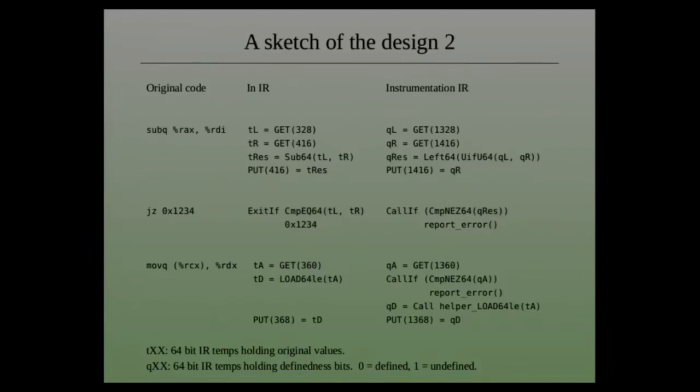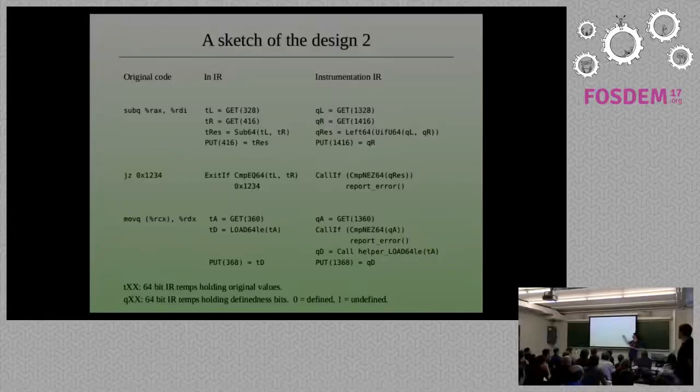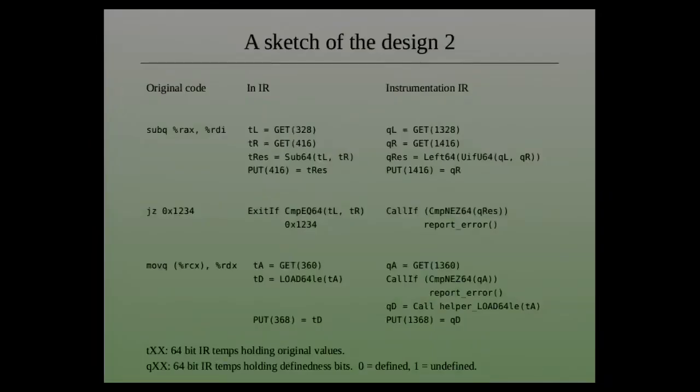And just as an example which is important, for this conditional branch, we need to check that we're doing a branch on defined data. So we check that the shadow value does not contain any undefinedness. And if it does, we're going to report an error. And this has to go, of course, before we make the actual branch. And there's more stuff, but time is short.